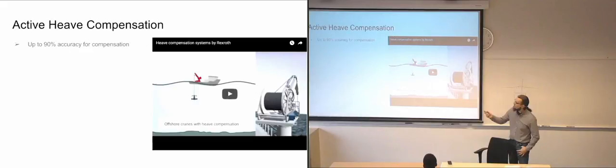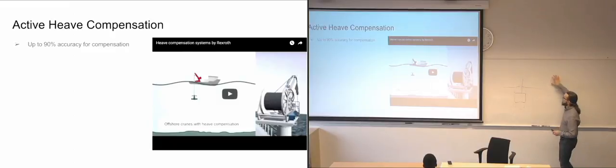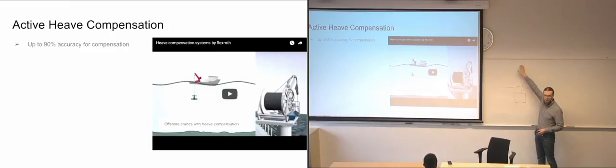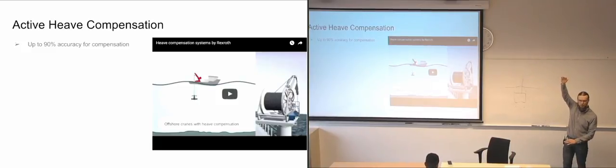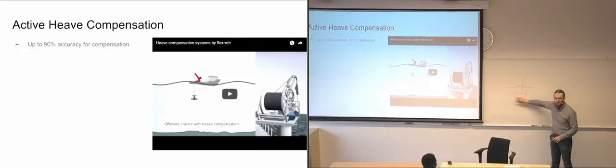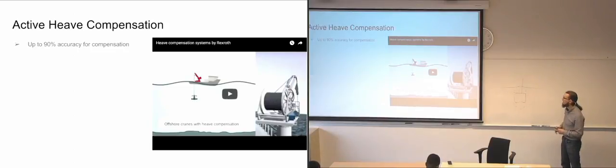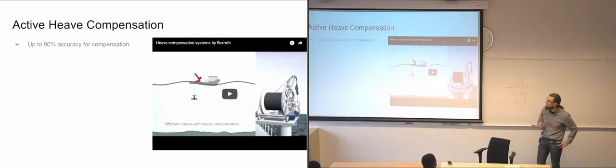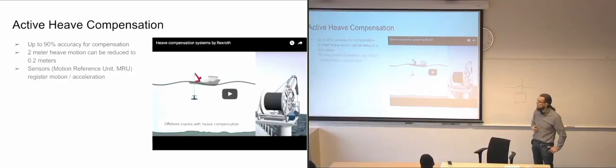And as I've mentioned earlier, you can get up to 90% accuracy for this compensation, which means that if the ship and the tip of the crane are experiencing 2 meters of vertical motion, with 90% accuracy heave compensation you're only going to experience 20 centimeters of vertical motion on the load. And that means that you're not going to be transferring that much force into the crane boom from all of the mass that you have down here. Yes, so 2 meter heave motion reduced to 20 centimeters.